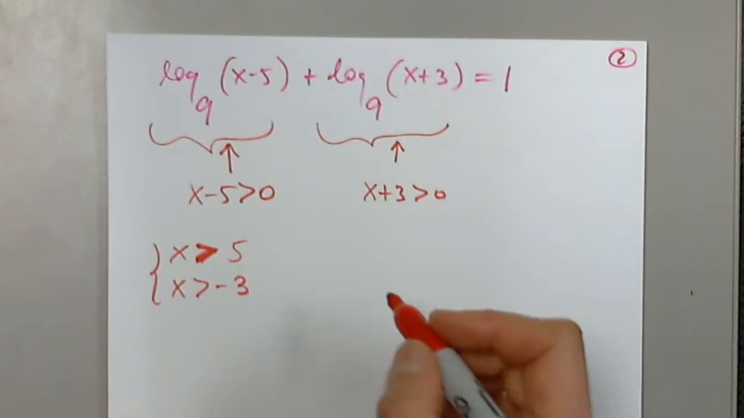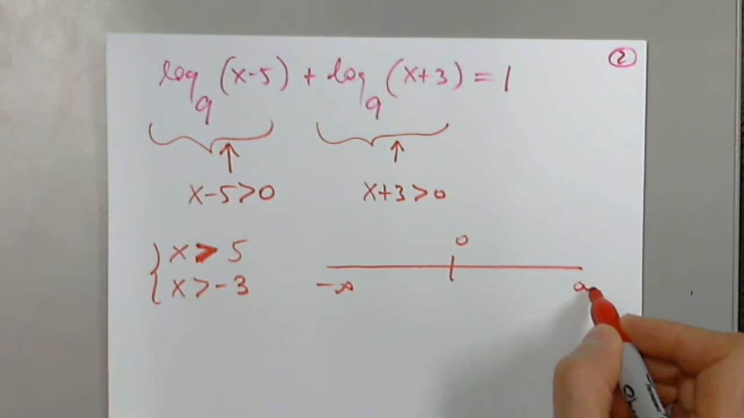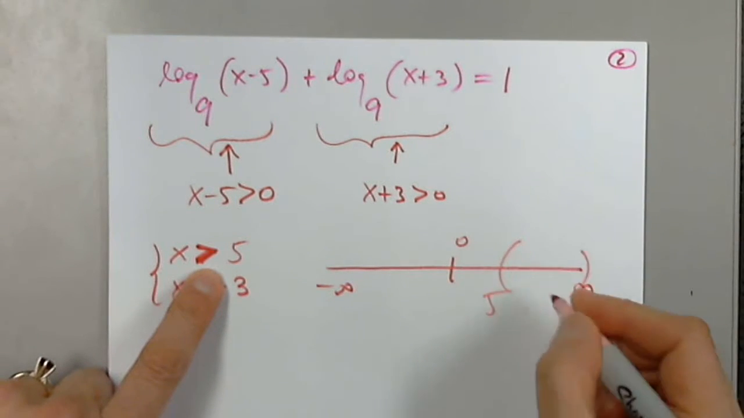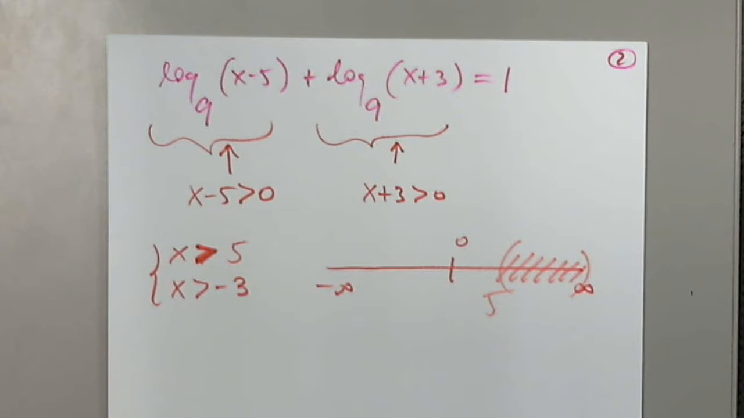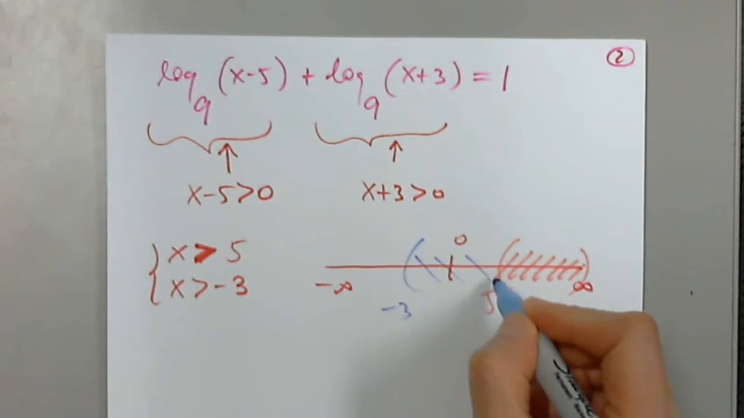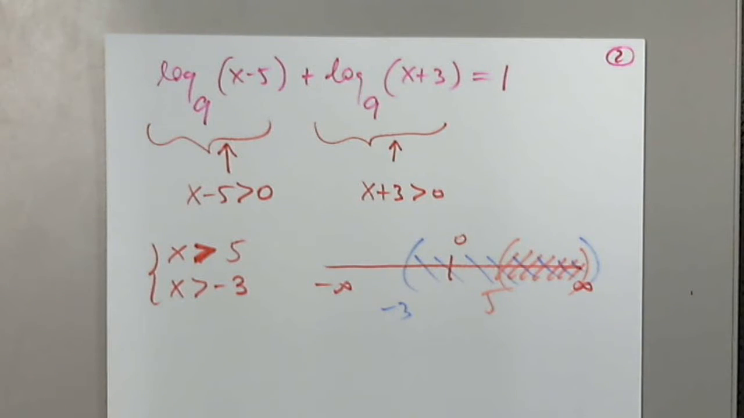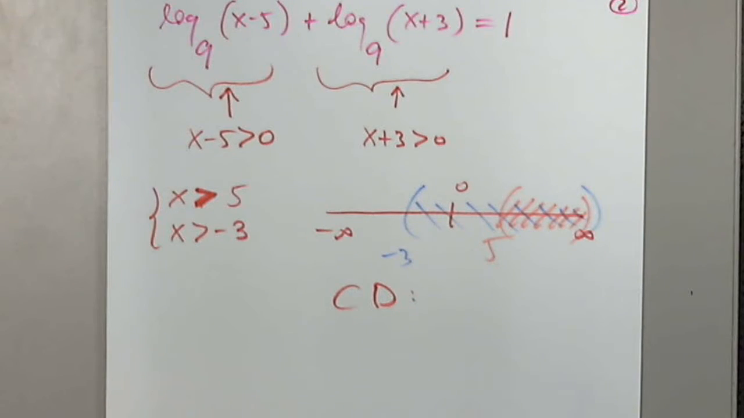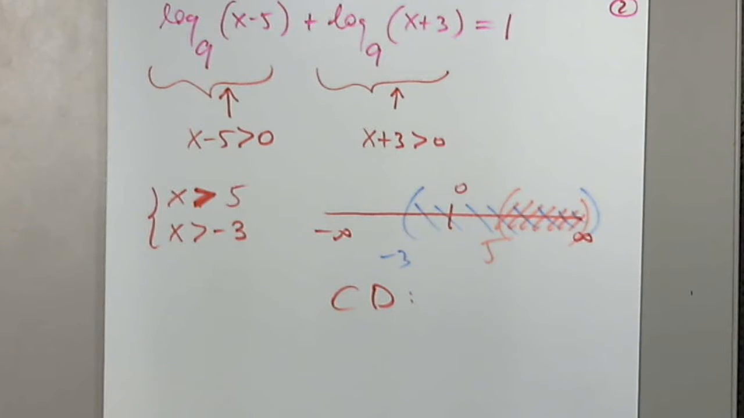I am going to graph these two and make sure that I find the common domain. No units are necessary. Greater than 5, I'm going to say this is 5. And the other one, greater than -3, I only care about showing how to find the common domain. So what is the common domain?